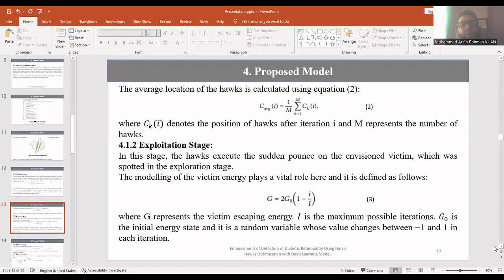Exploitation stage. In this stage, the hawks execute the sudden pounce on the envisioned victim, which was spotted in the exploration stage. The modeling of the victim energy plays a vital role here, and it is defined by equation 3, where capital G represents the victim escaping energy. Capital I is the maximum possible iteration. Capital G naught is the initial energy state, and it is a random variable whose value changes between -1 and 1 in each iteration.